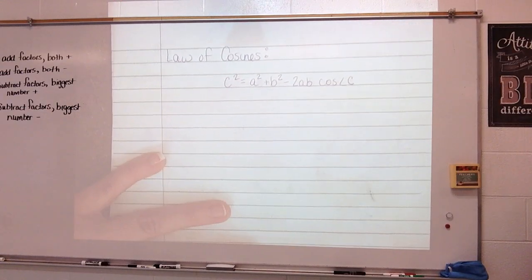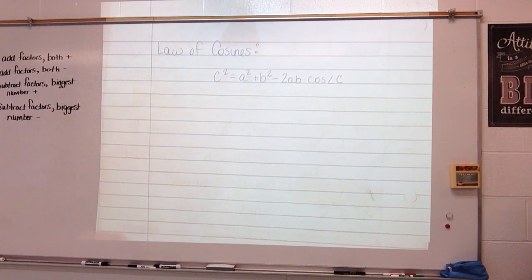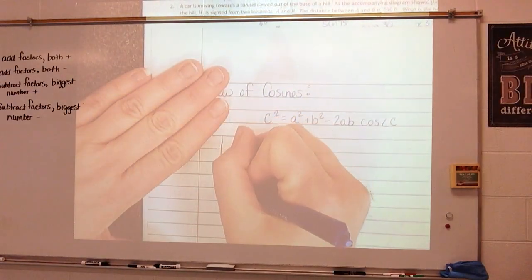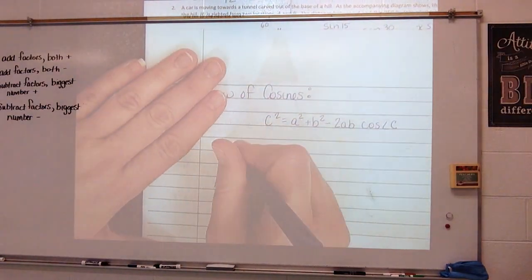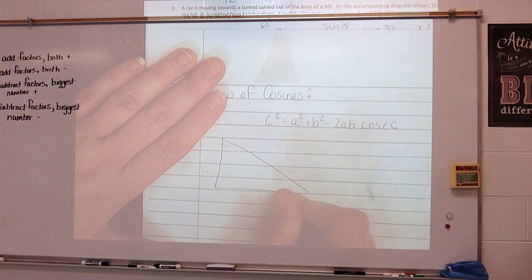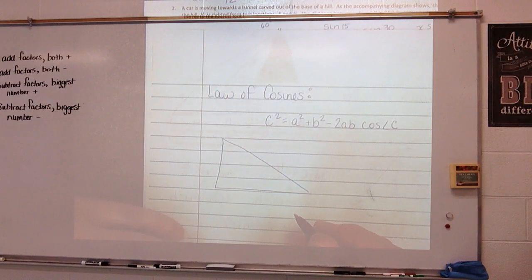A little bit more difficult to remember, but hopefully by the time you are done using it, you will understand. So the square of one side of the triangle is equal to the sum of the squares of the other two sides minus twice the product of the other two sides and the cosine of the angle between them. So let's think about what this means. Let's look at a triangle.